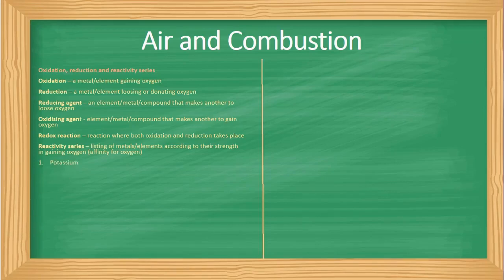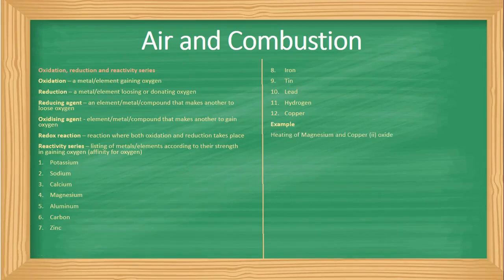In this list, potassium is the highest, so it has a very high affinity for oxygen. So if it reacts with any other metal oxide, it will deprive that metal of its oxygen. Then there is sodium number 2, there is calcium, there is magnesium, aluminium, carbon, zinc, iron, tin, lead, hydrogen, and copper. Let us make it simple by having an example.